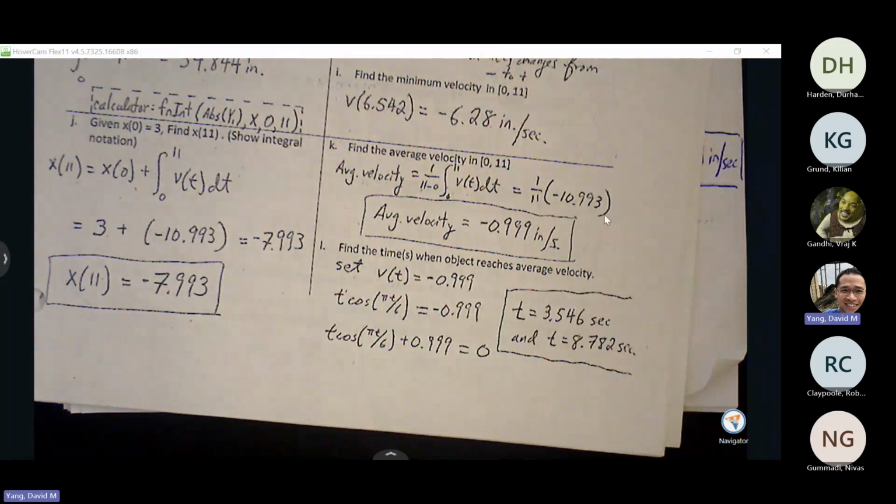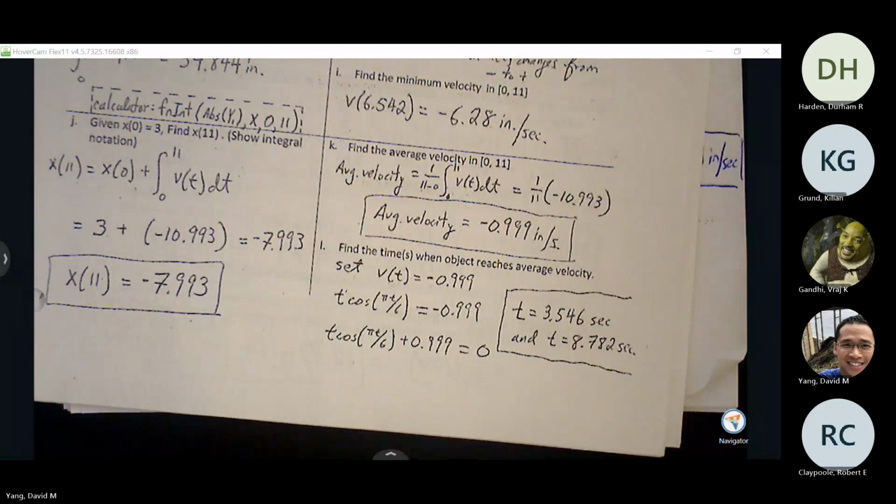So do you see a var button on your calculator? Var for variable. Is there a var?